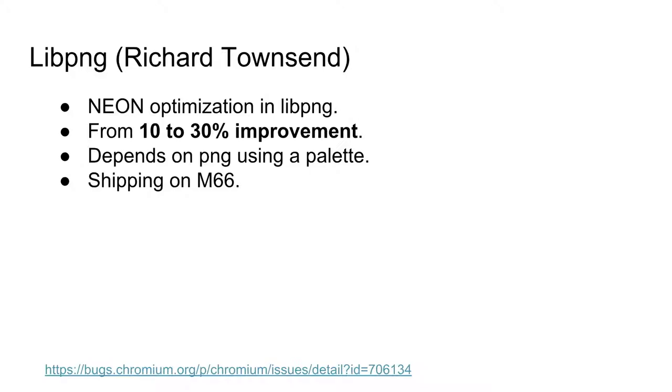So the good news is most of those doodles used on the Google page are generally transparent PNGs, and they also use palettes. And that should be shipping on Chrome M66. We actually used it on this one, I think it was the vload 3 NEON instruction.